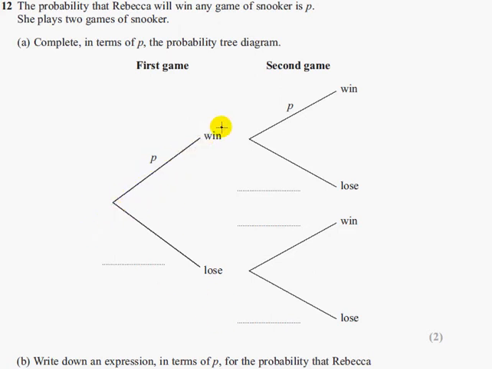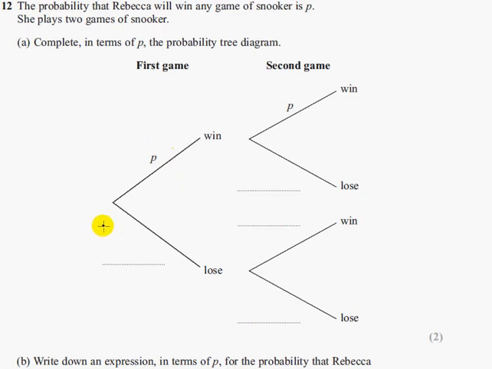Now if she wins, in her second game she could either win or lose. If in her first game she loses, she could either win or lose. Now in her first game, whether she wins or loses, those have to add up to 1 because she can only either win or lose. Either of those has to happen, so they must add up to a total of 1.